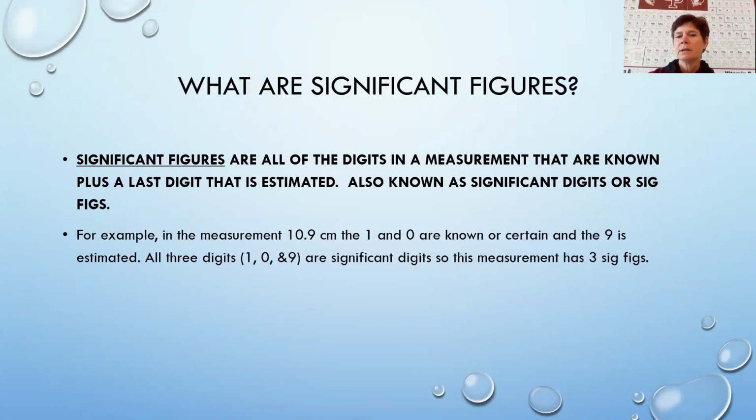Here's an example. In the measurement 10.9 centimeters, the 1 and the 0 are known or certain. We use those interchangeably, and the 9 is estimated. All three digits, 1, 0, and 9, are significant digits. So this measurement has 3 sig figs.